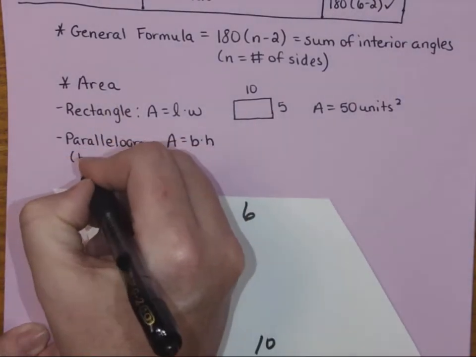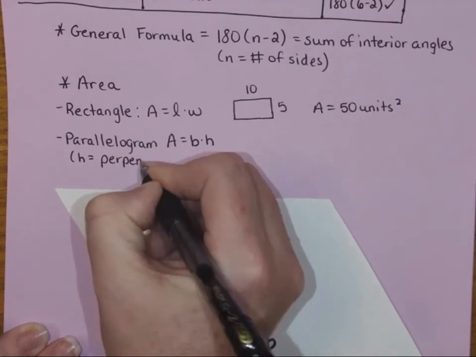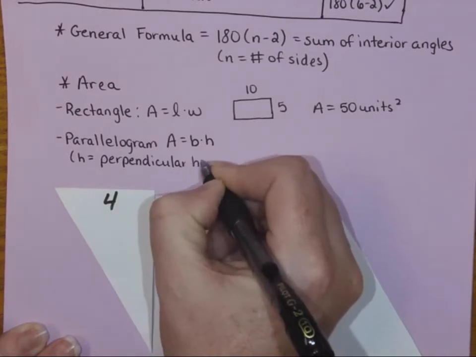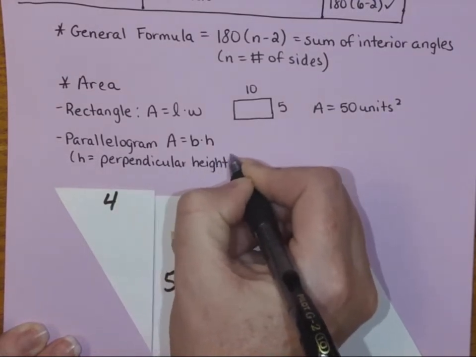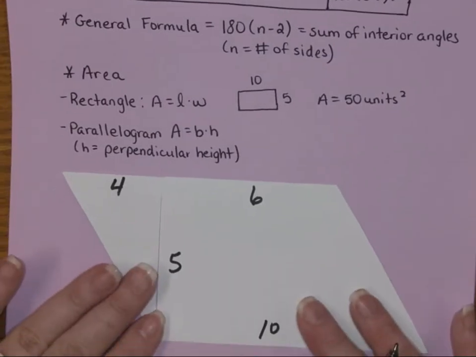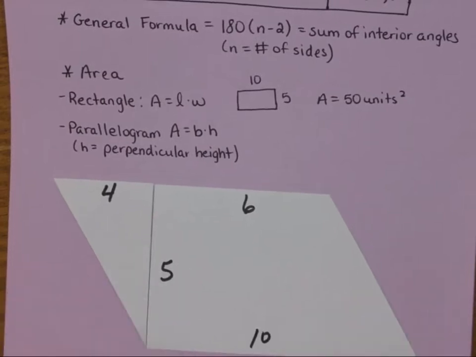Just so you know, h always refers to the perpendicular height, or the straight up and down height. That's really going to be true in all formulas in geometry until you hit junior high math, when you're doing volume and you talk about slant height, but for us, we're not doing any of that. It would just be the height. Okay, so notice the area should still be 50, right?